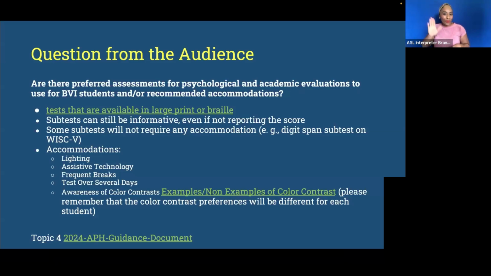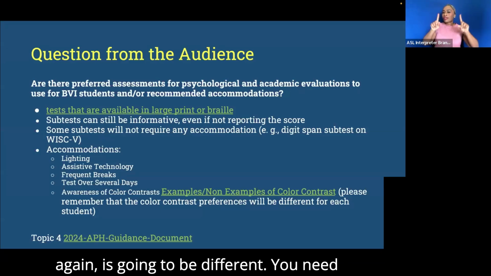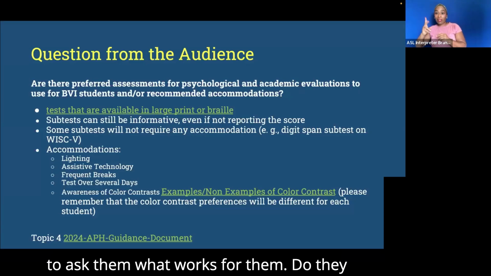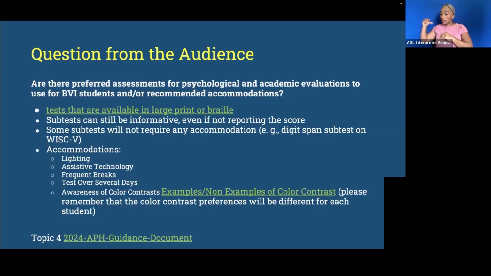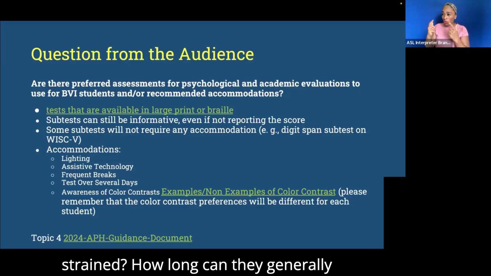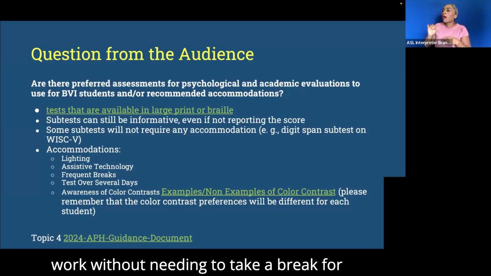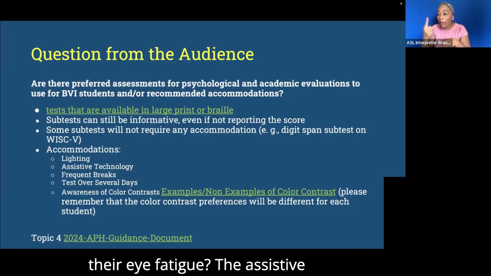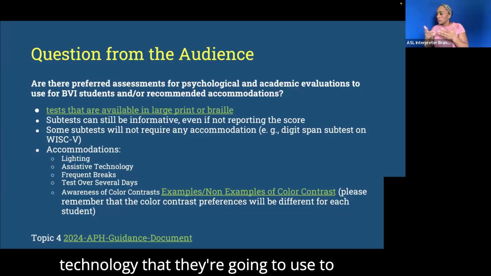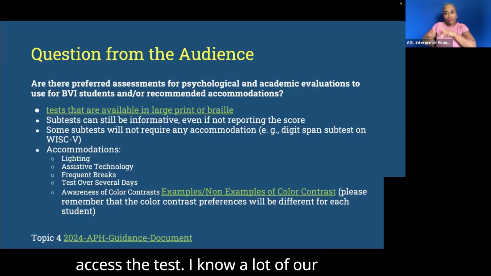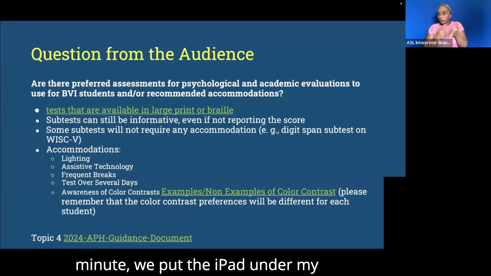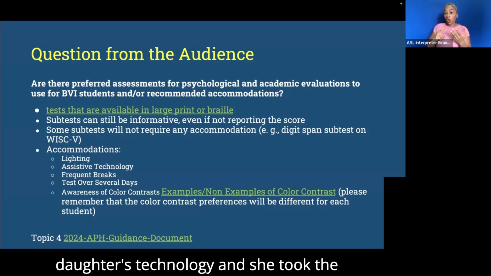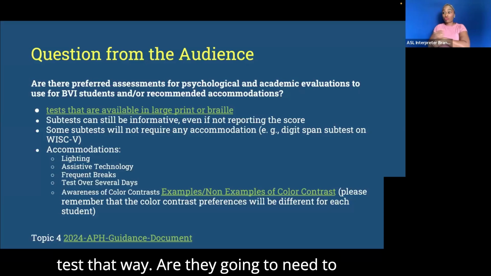But for some of the tests, there will be accommodations necessary, such as I mentioned before, the lighting. Every kiddo with a visual impairment, again, is going to be different. You need to ask them what works for them. Do they like a lot of light? Do they like it dark? Is there a time of day that they're less fatigued, that their eyes are less strained? How long can they generally work without needing to take a break for their eye fatigue? The assistive technology that they're going to use to access the test. I know a lot of our tests now are on iPad, but you'll see with some pictures I'll show in just a minute, we put the iPad under my daughter's technology and she took the test that way.